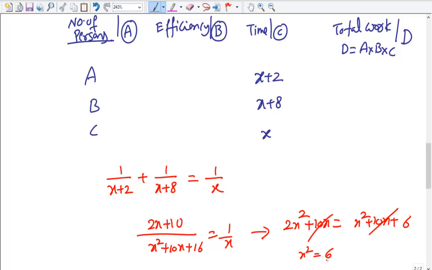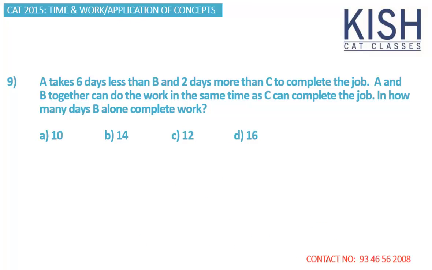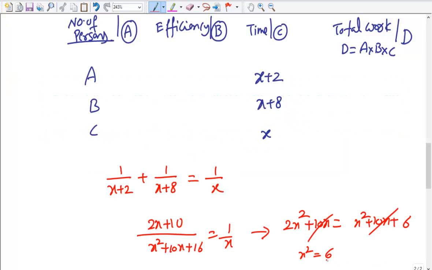Now, what is x square? That's right. So we know that x is 6. It means that B is 8 plus 6. It is 14 days. It's very easy to solve.